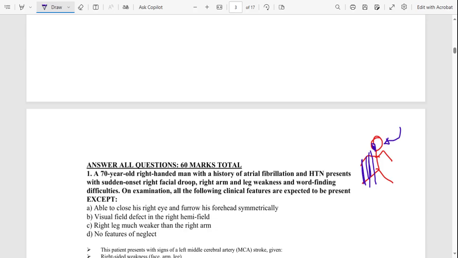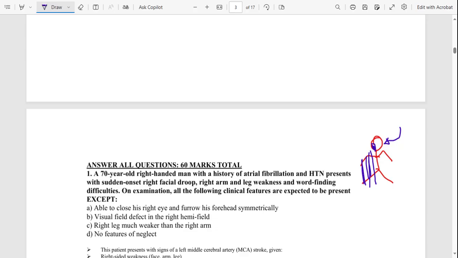Able to close his right eye and furrow his forehead symmetrically. Visual field defect in the right hemifield. Right leg much weaker than the right arm. No features of neglect. Any thoughts from anyone?